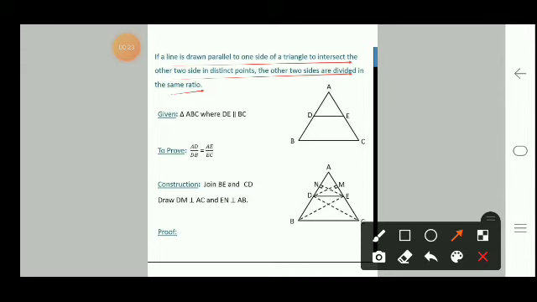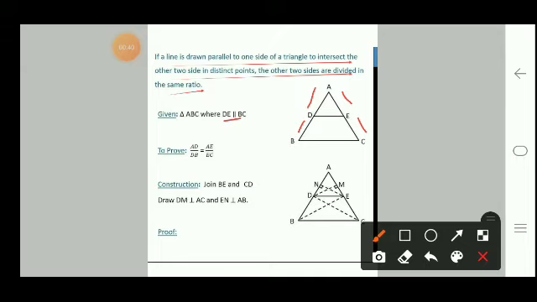So what is the meaning of this? Suppose it is given that we have a triangle ABC. Now in triangle ABC it is given that DE is parallel to BC. We have to prove that AD upon DB is equal to AE upon EC. I hope the statement is clear now.